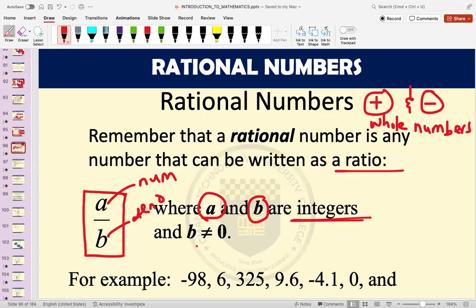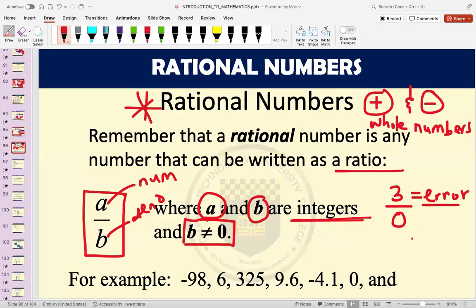And then the second condition is that the denominator must never equal 0. The denominator must not be 0. If the denominator becomes 0, then it doesn't qualify to be called a rational number, because you can't divide any number by 0. Can you imagine me writing 3 divided by 0? If you like, do this on your calculator. 3 divided by 0. It will give you an error. It doesn't exist.